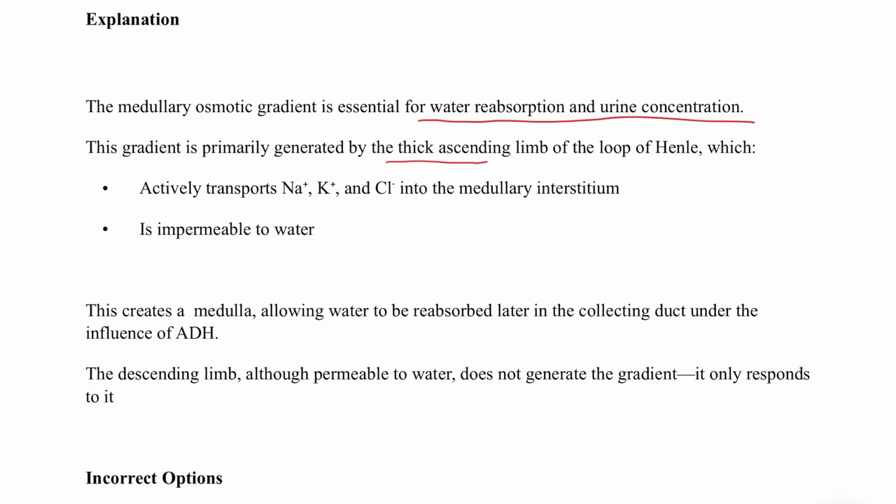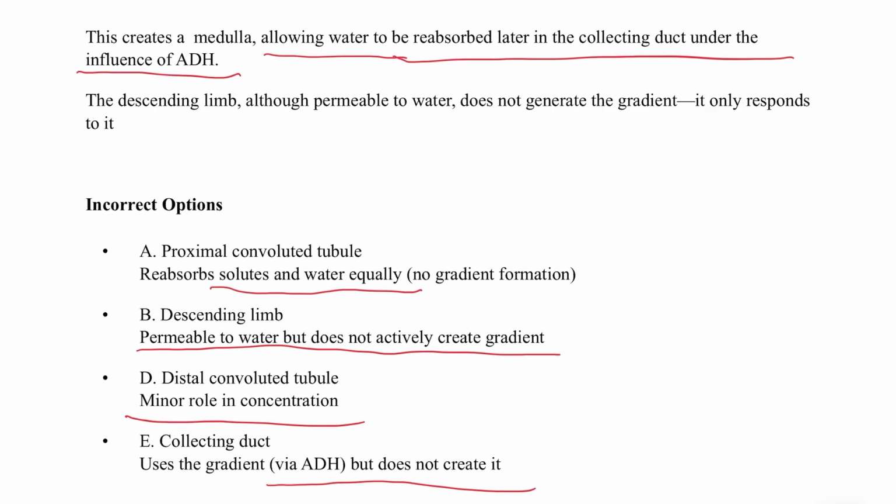So let us see the incorrect options. The proximal convoluted tubule reabsorbs almost all the solutes and water equally, so there is no gradient formation. The descending limb is permeable to water but does not actively create the gradient. The distal convoluted tubule plays a minor role in concentration. The collecting duct uses this already formed gradient, which is formed by the ascending limb of loop of Henle, and via the ADH it uses the gradient and does not create it.